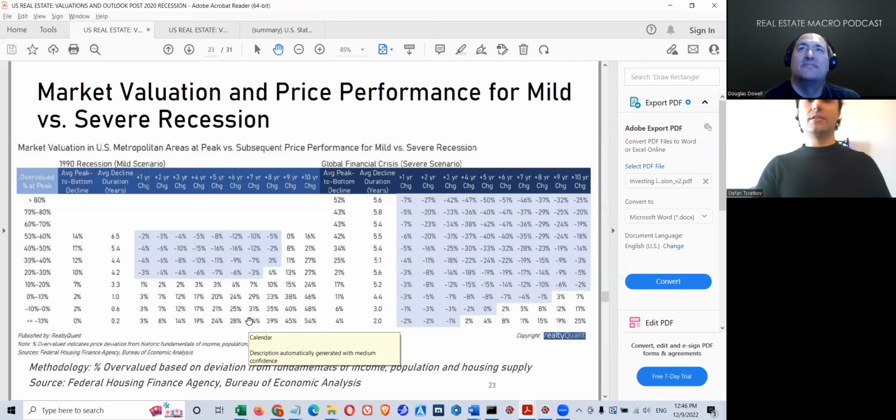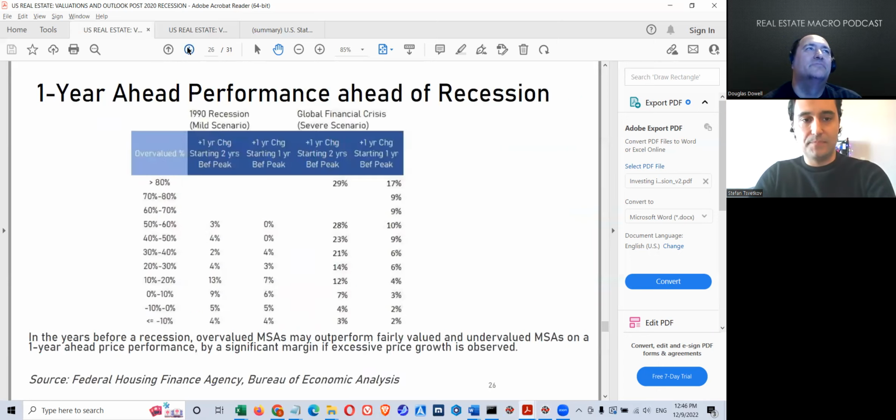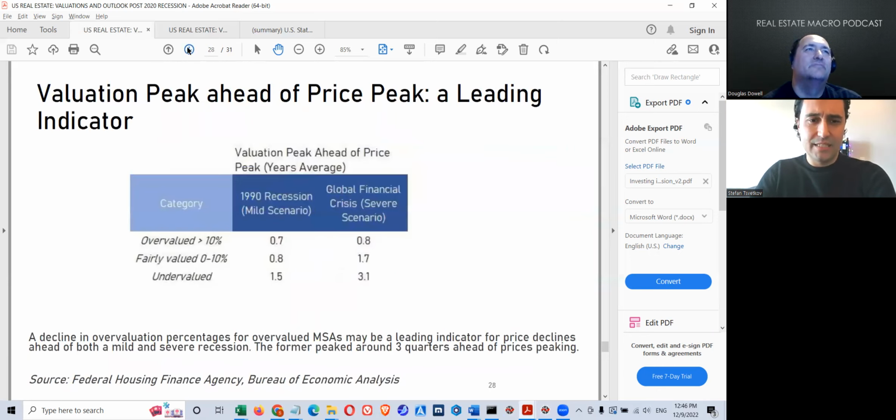And the reason is that even if you look at this, it's almost perfectly ordered. It's almost like physics. The 50 to 60% performs worse than the 40 to 50 and down and down. And the most undervalued bucket of metro areas one can buy right now outperforms. And it's actually interesting because we can think, okay, maybe we don't get a recession.